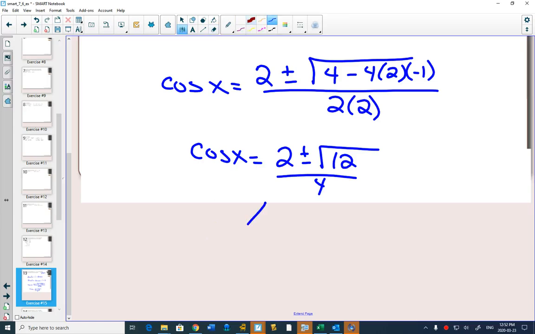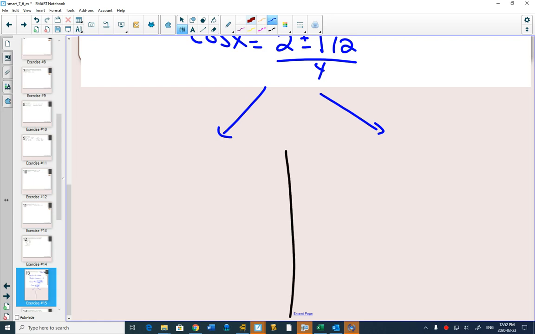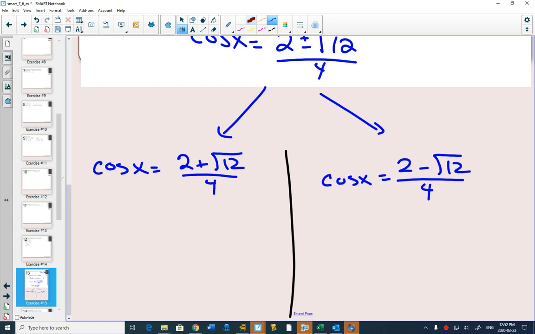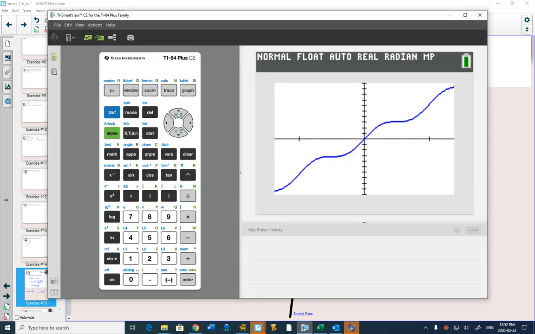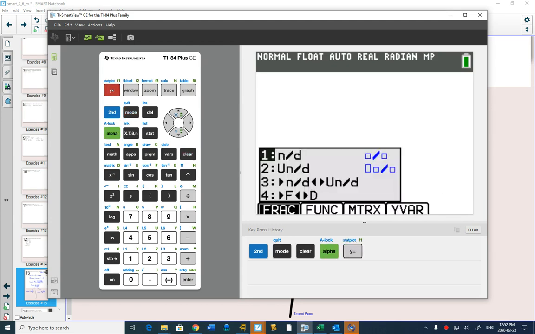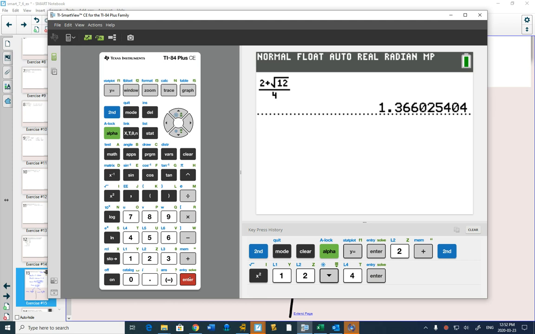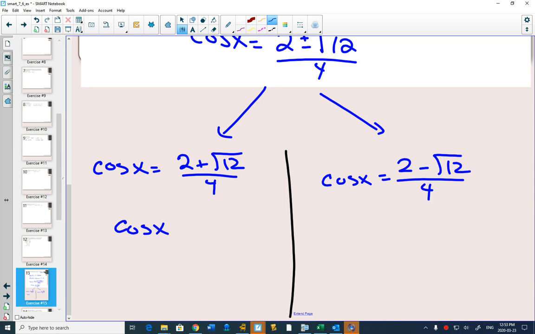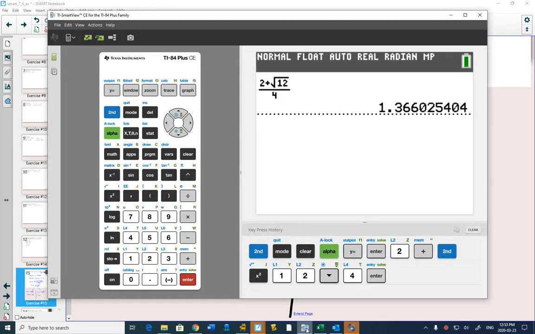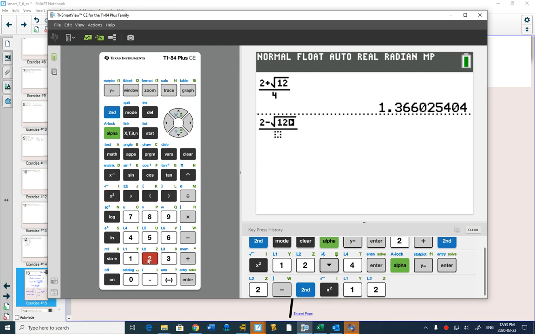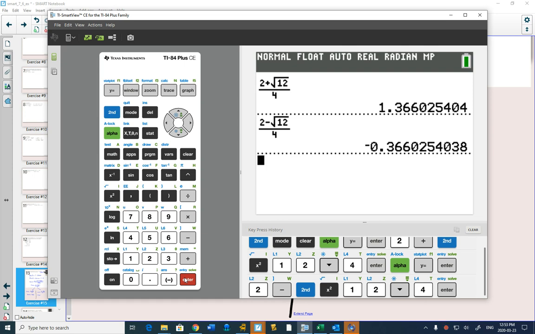And so we can separate this into two equations. We've got the one equation that cos x is equal to 2 plus the square root of 12 over 4, and the other equation that cos x is equal to 2 minus the square root of 12 all over 4. So what we're going to do is we're going to go to our calculator and type these in. Two plus the square root of 12 divided by 4 will give us 1.366. And 2 minus the square root of 12 over 4 gives us negative 0.366.